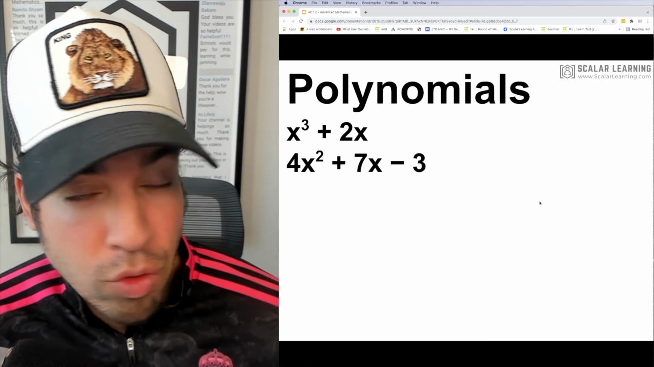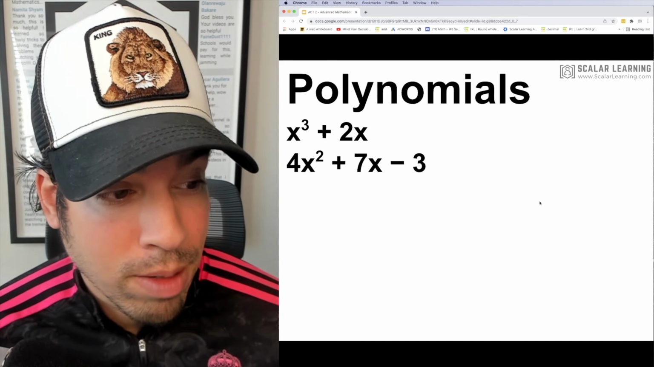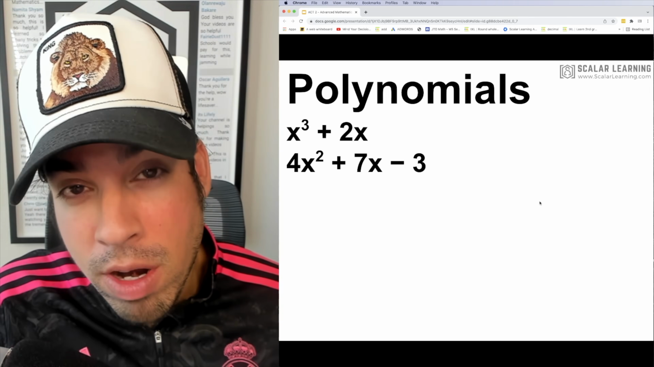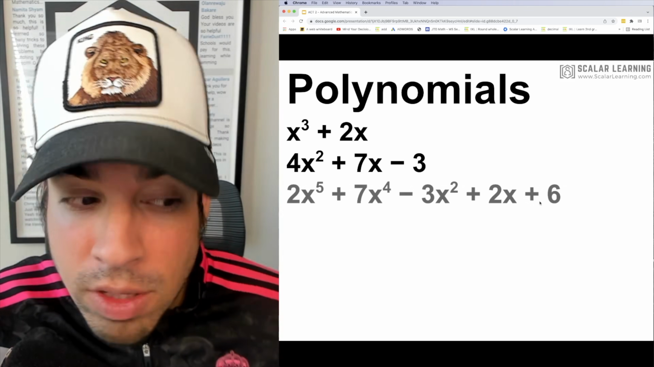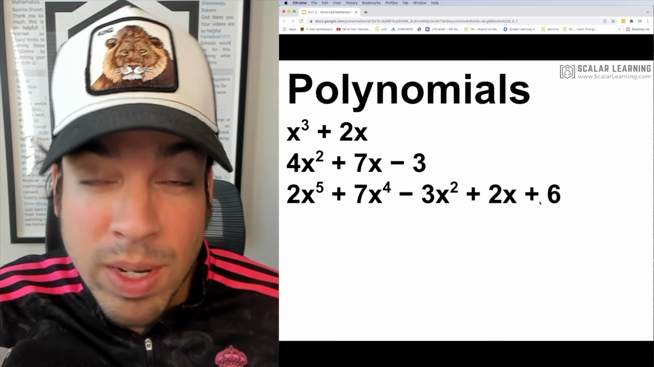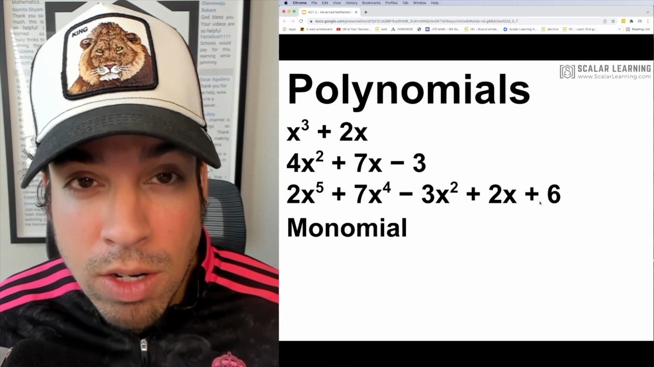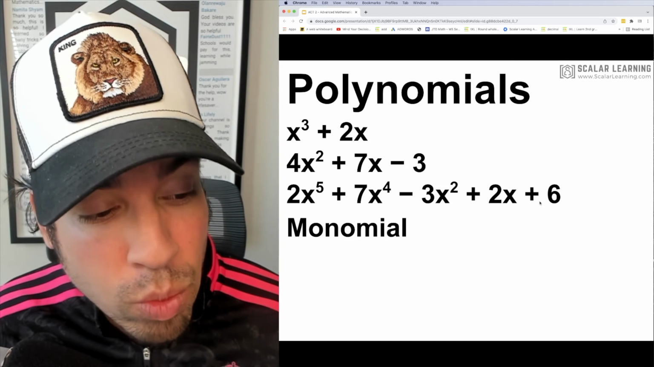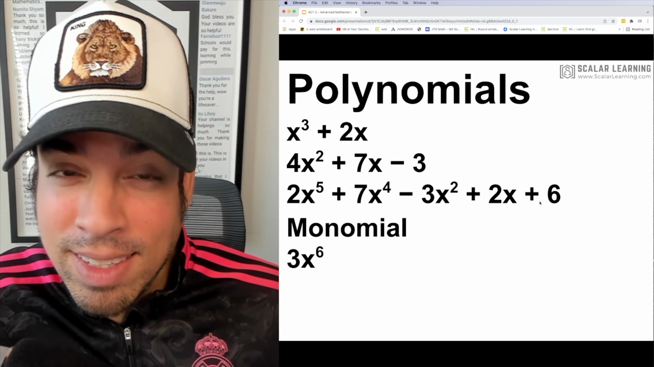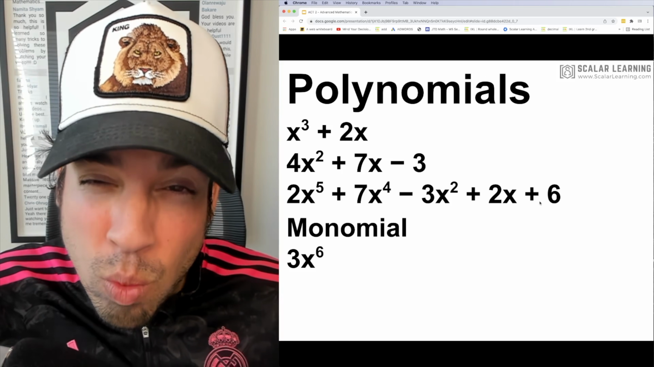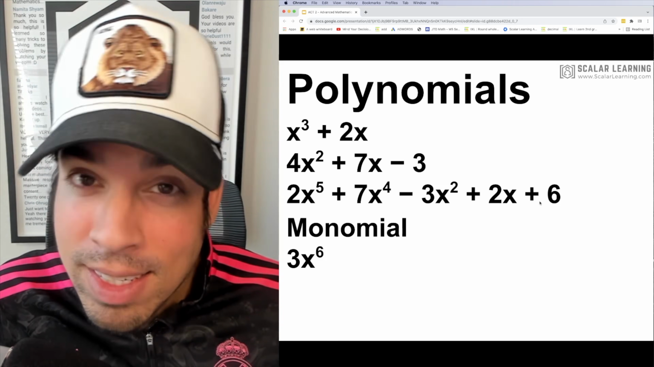This is a quadratic trinomial. It's quadratic because the highest degree is 2, and it's a trinomial because, of course, we have 3 terms. Here, the highest degree is 5, and of course, we have 5 terms as well. We talk about a monomial. A monomial is a type of polynomial, but it's just one term. So here we have 3x to the 6th. It's the 6th degree, but it's just one term all scrunched together. So that is a monomial.